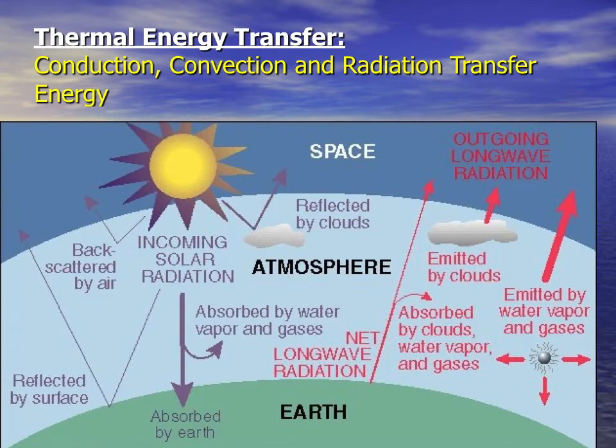Let's get a little visual here. When we're talking about conduction, convection, and radiation transfers of energy, we're seeing that the sun is coming down and it's being absorbed by the Earth. So the solar radiation is being absorbed by the Earth. Some is reflected, of course, back out into nowhere. And some is absorbed by the water vapor and gases in the air and the atmosphere, right? Some of that solar radiation is reflected off clouds and it just bounces back into space.